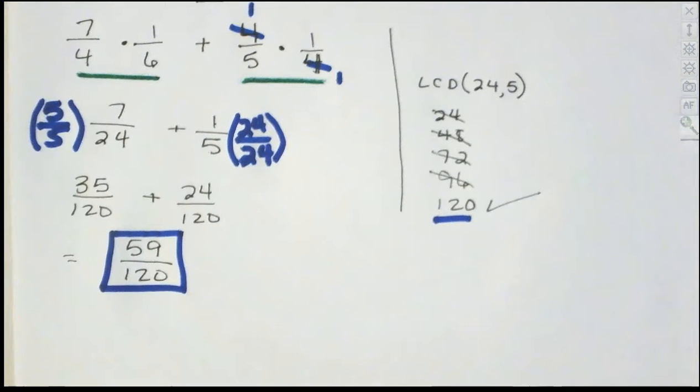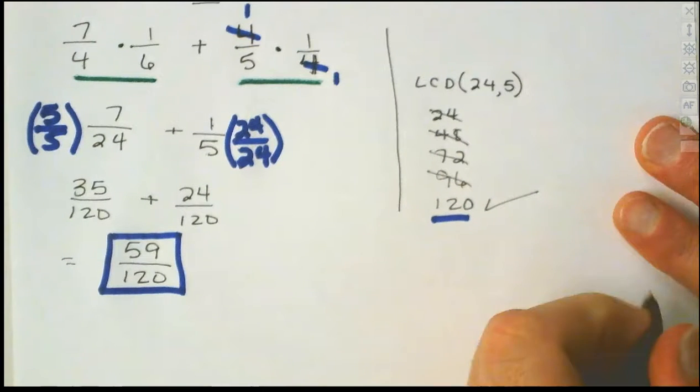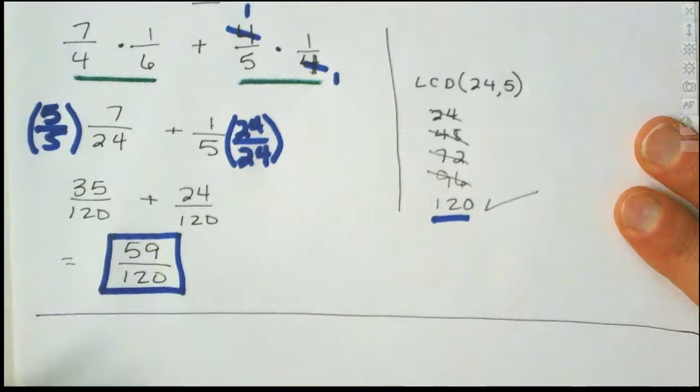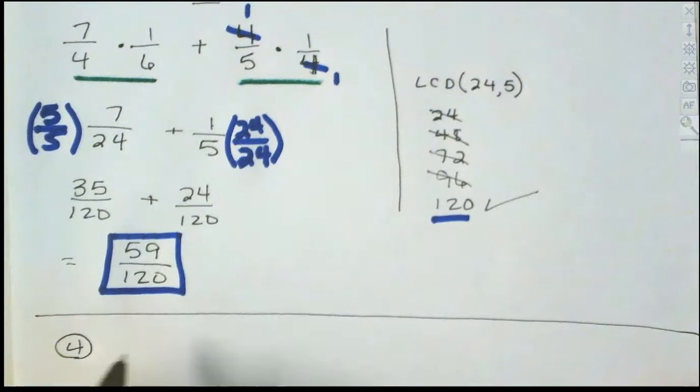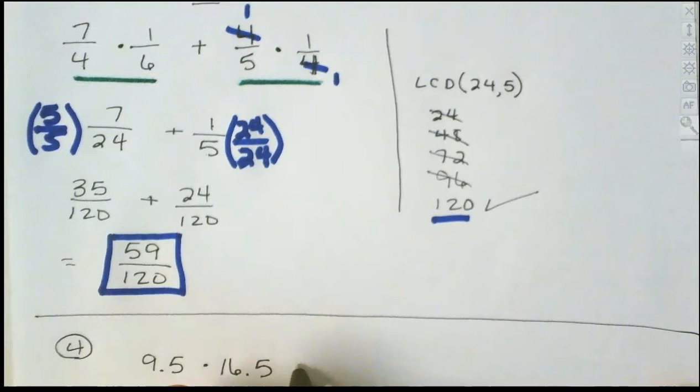So next we're going to look at question 4. And question 4 has decimals. And we've got order of operations with these decimals. And this is just going to be a calculator problem.